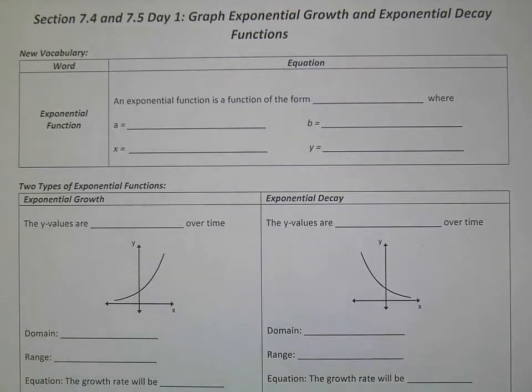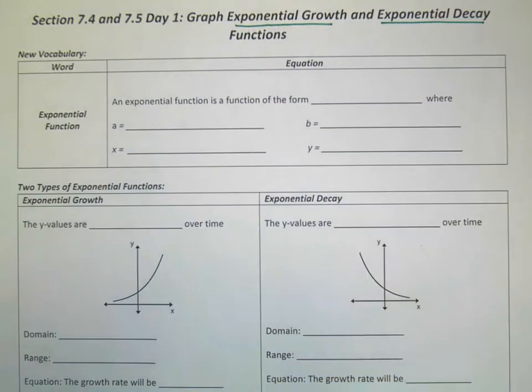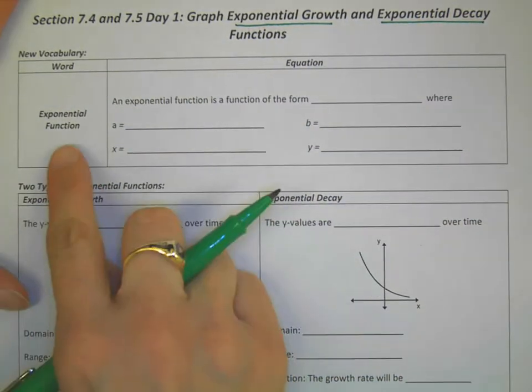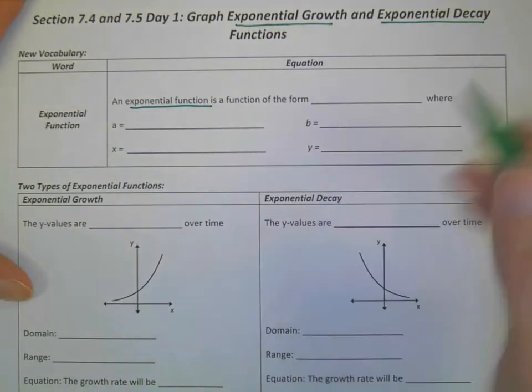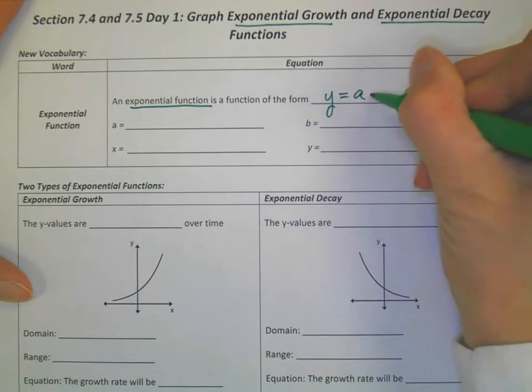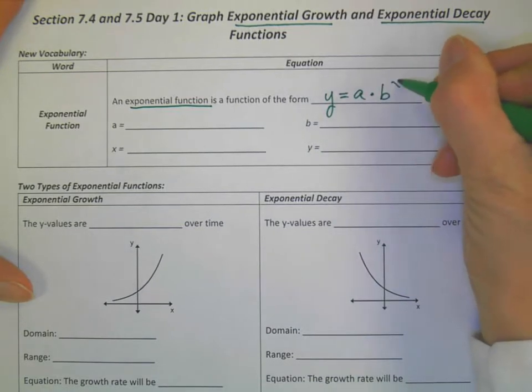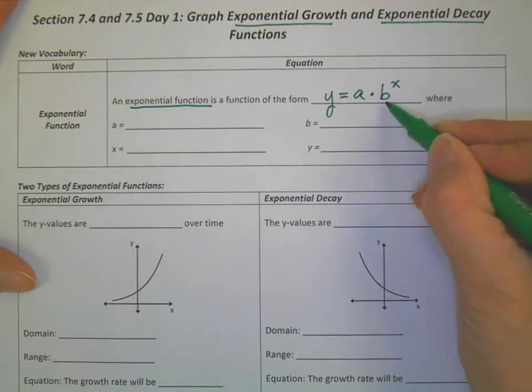Okay, Algebra I students, let's learn some exponential growth and exponential decay problems. So we're going to do some graphing today. The first thing I need to tell you about is an exponential function. The equation is going to look like y equals a times b to the x power. Now the x power belongs to just the b.